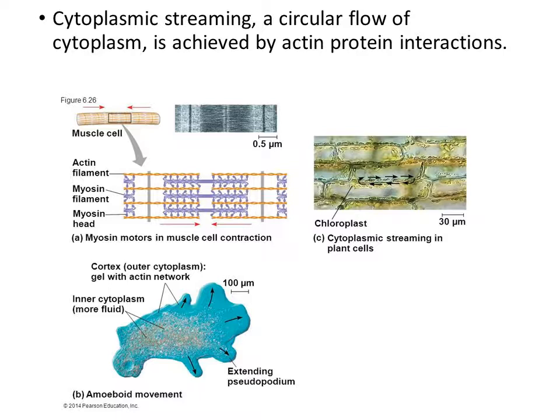Additionally, we will look at cytoplasmic streaming inside of Elodea. So this cytoplasmic streaming is a circular flow of cytoplasm. This is also achieved by the interaction of the actin protein.